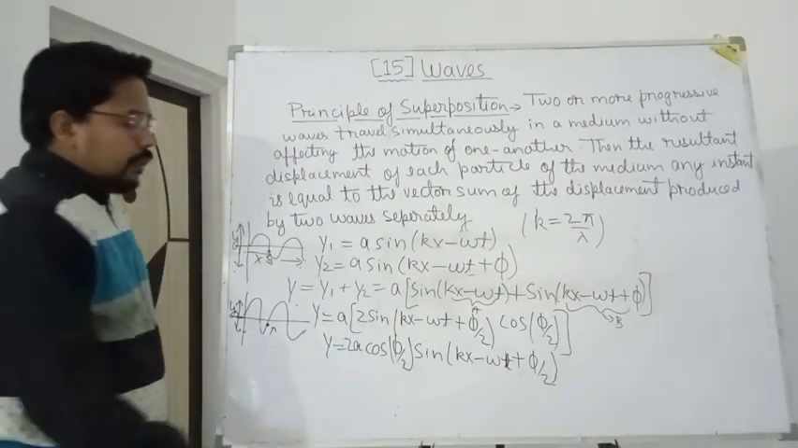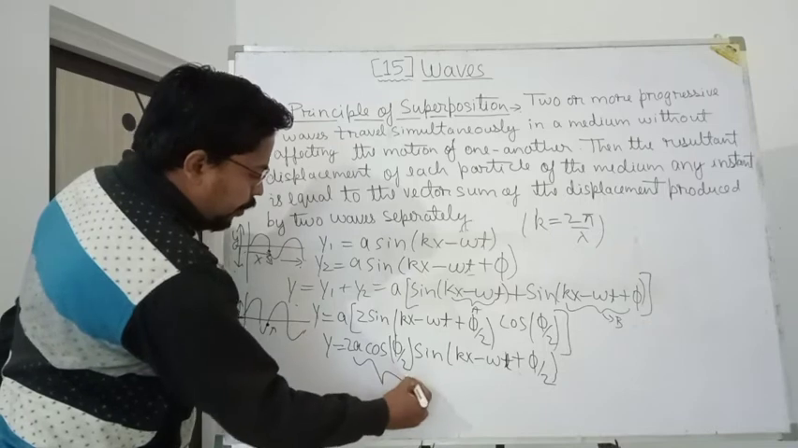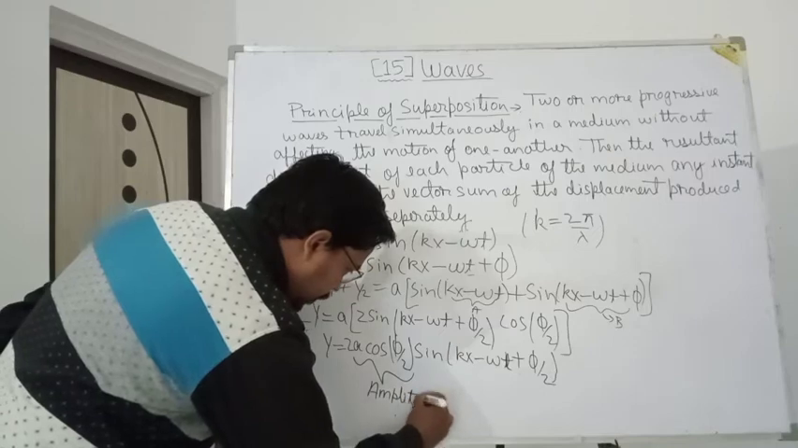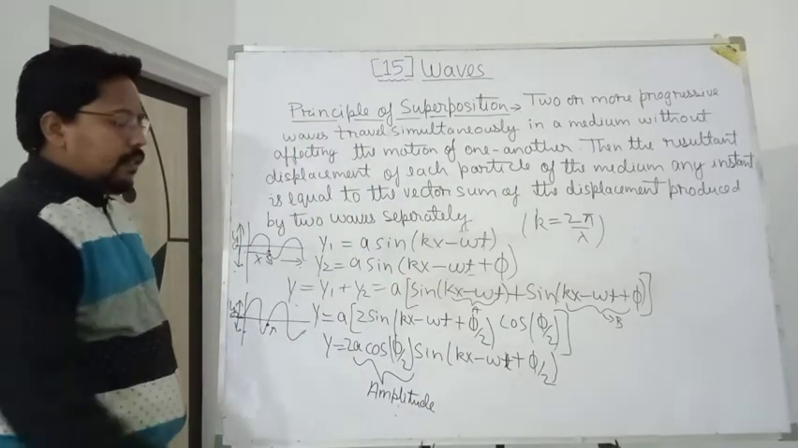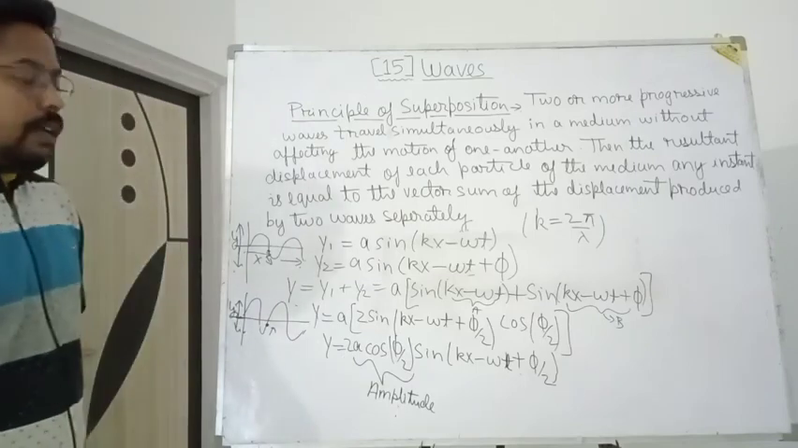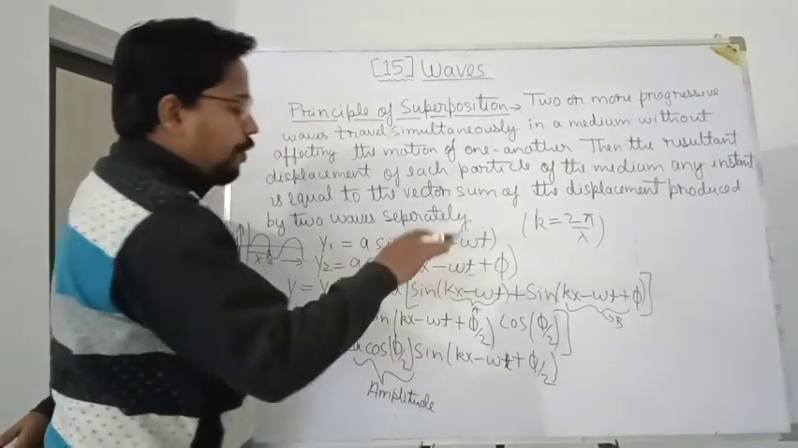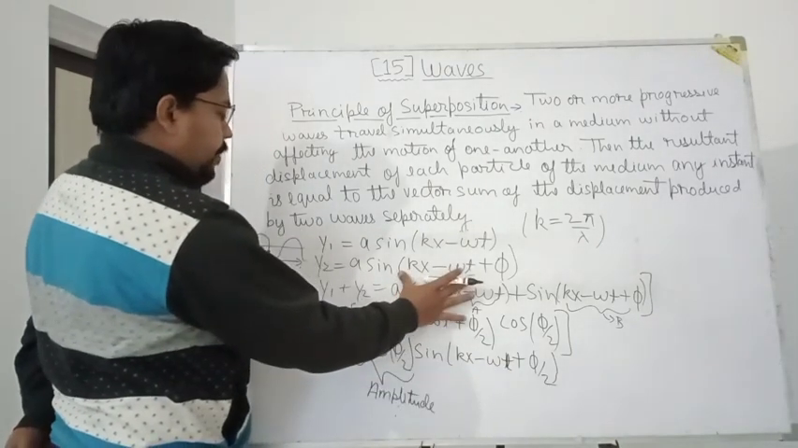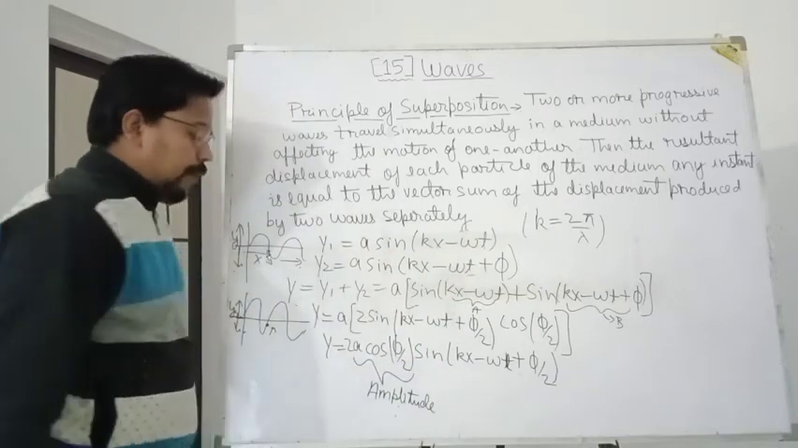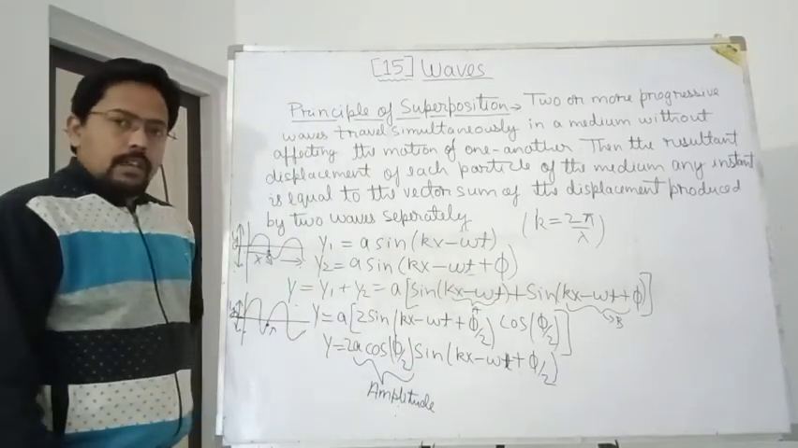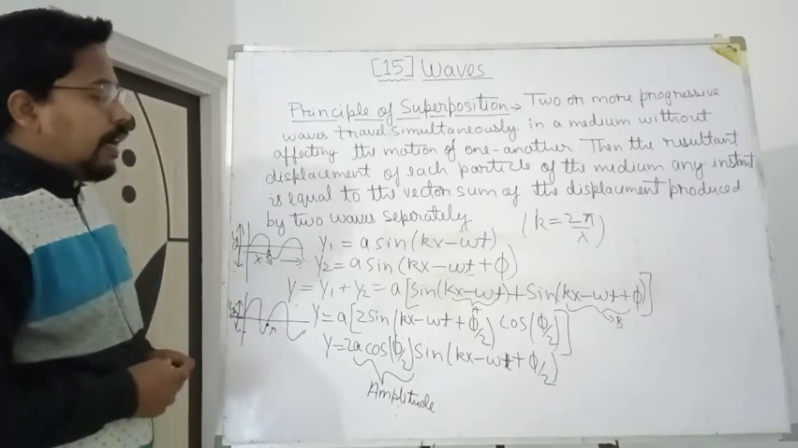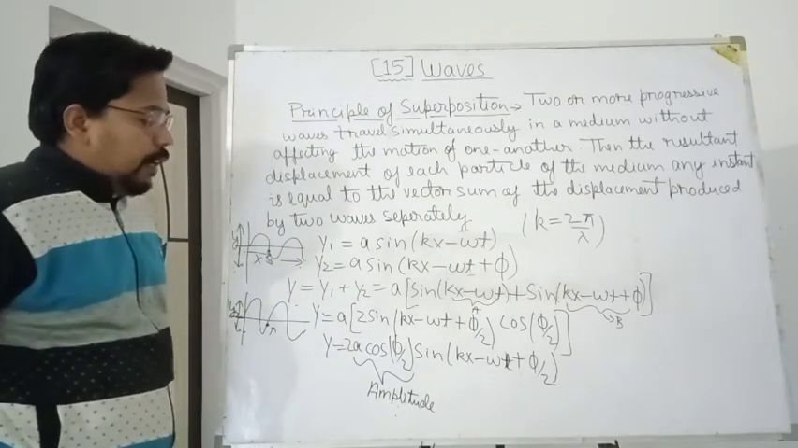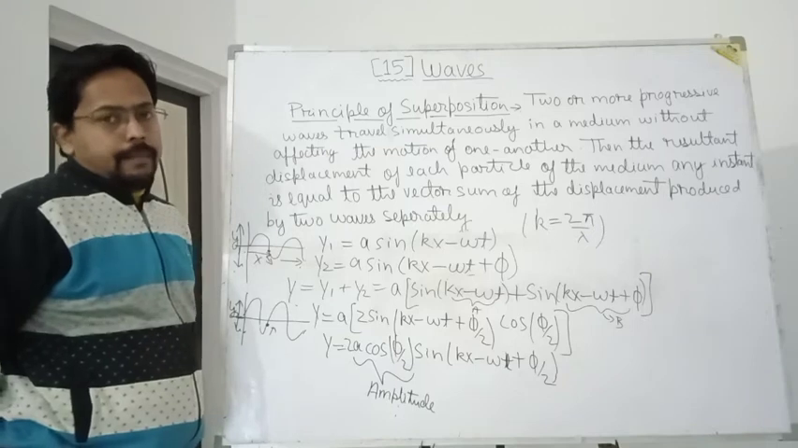That means this part, 2a cos(phi upon 2), is contributing towards the amplitude of the resulting wave, and from here we can conclude that our wave is sinusoidal in nature. So this format is very much the same as that format. It is also a sinusoidal wave, but the amplitude in this case is not fixed. That means we cannot say that each particle is oscillating with the same amplitude till the end. Here the amplitude depends upon phi, that is the phase of that particle.